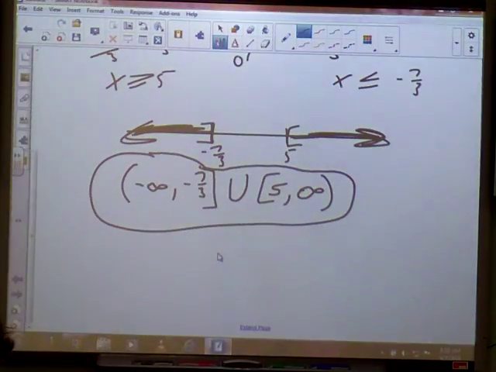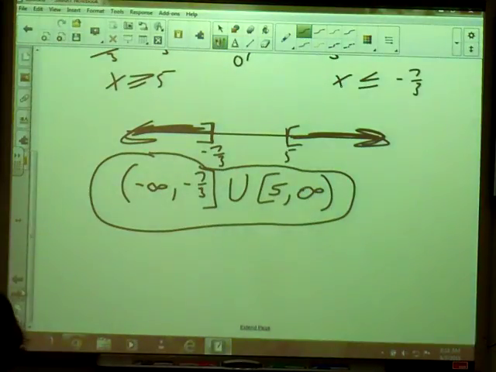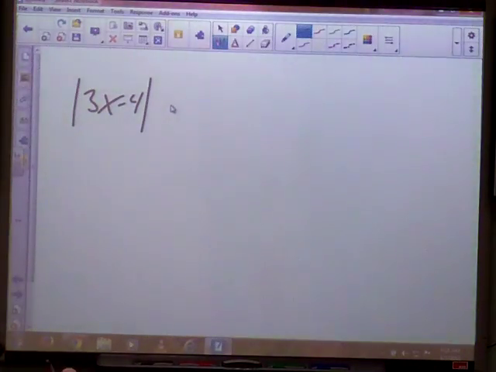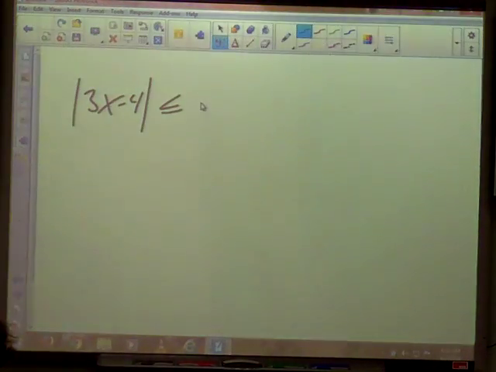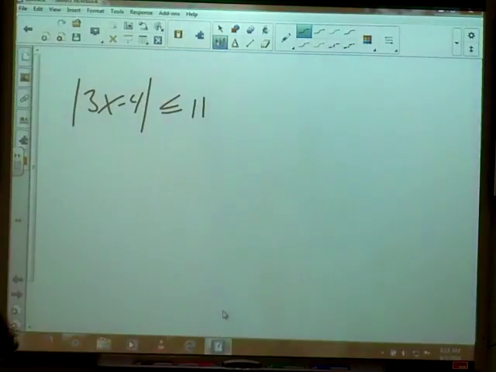Alright, I'm going to use that same problem again, but just change the sign again. We're covering all of our sign issues here. Everybody got what you need off that page? This one again says absolute value of 3x minus 4, this time is less than or equal to 11. So we changed the inequality sign again. We've done equal to, we've done greater, now we've got a less than.